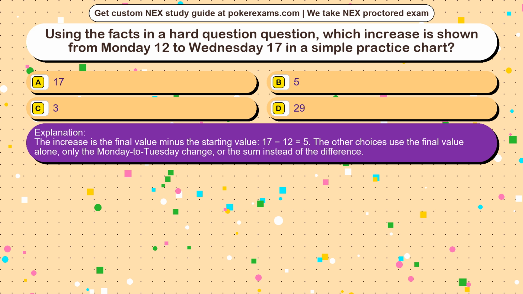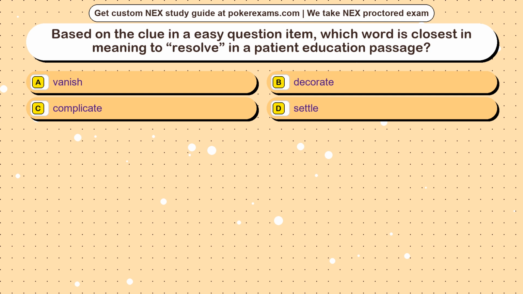Question 17. Based on the clue in a easy question item, which word is closest in meaning to resolve in a patient education passage? Option A, vanish. Option B, decorate. Option C, complicate. Option D, settle.